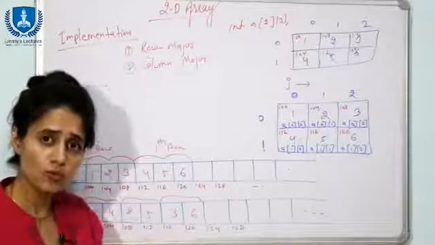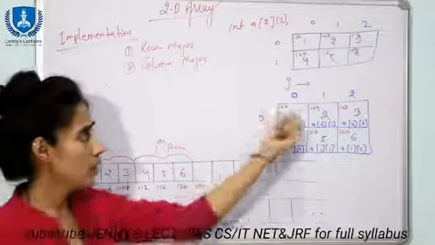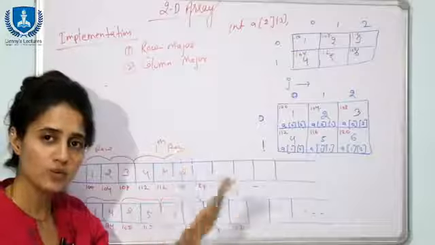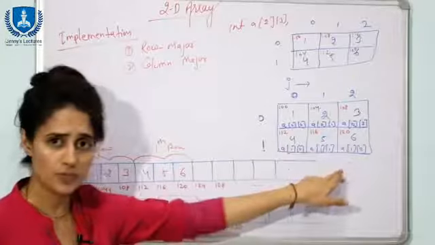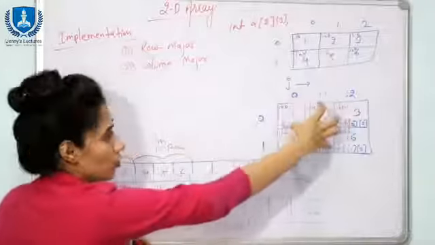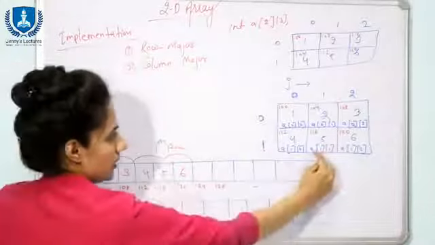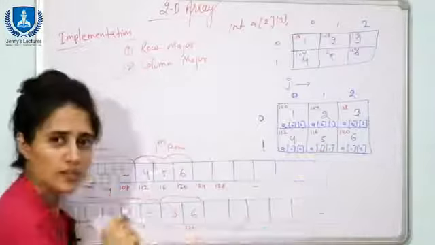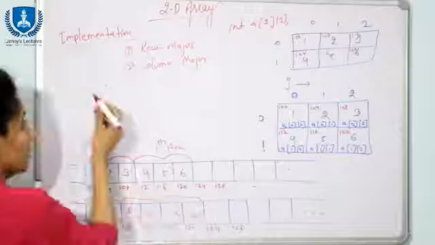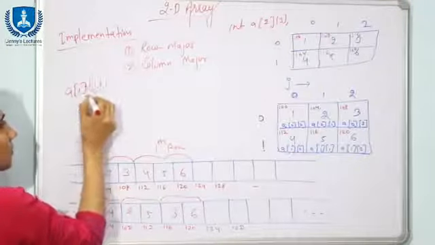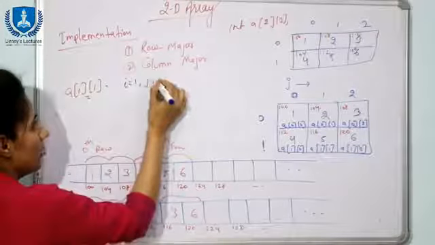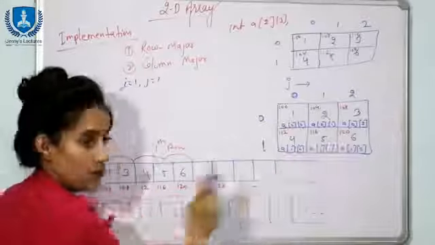If the compiler knows the base address of this array and the column size, then in constant time the compiler can compute the memory location of any element. Now suppose I am taking this row major implementation, and you want to access this element a of 1 and 1. You can access this element simply by writing a of 1 and 1, right? Now how is the compiler going to compute the address? In this case, the i value is 1 and the j value is also 1. The row number is 1 and the column number is also 1.